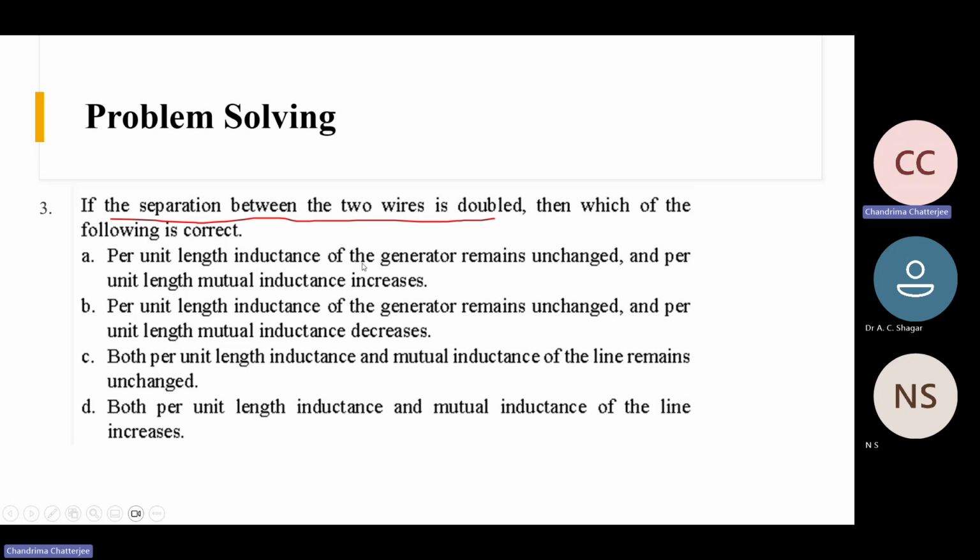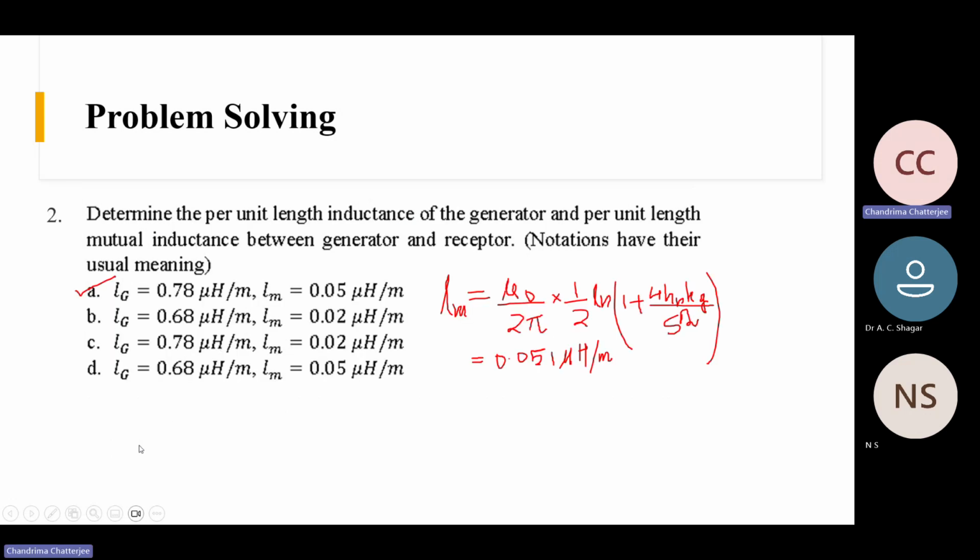Per unit length inductance of the generator remains unchanged and per unit length mutual inductance increases. Per unit length inductance of the generator remains unchanged and per unit length mutual inductance decreases. Both per unit length inductance and mutual inductance of the line remains unchanged. Both per unit length inductance and mutual inductance of the line increases. So this is straightforward.